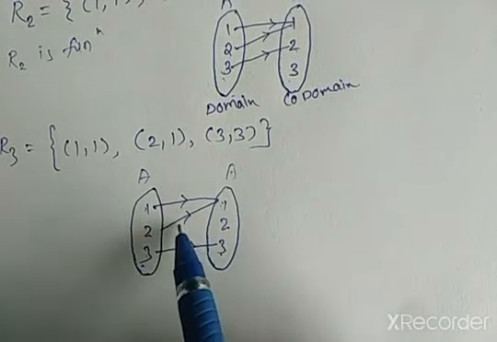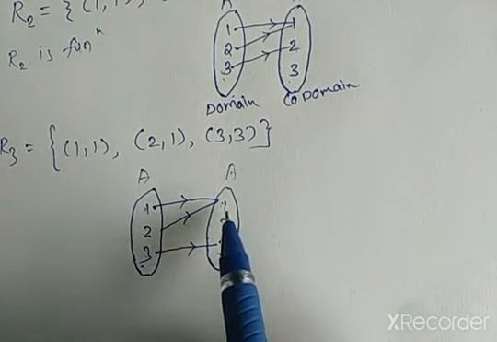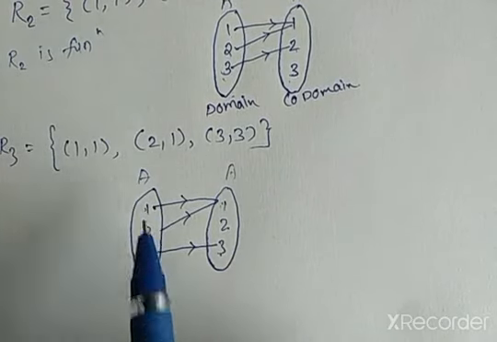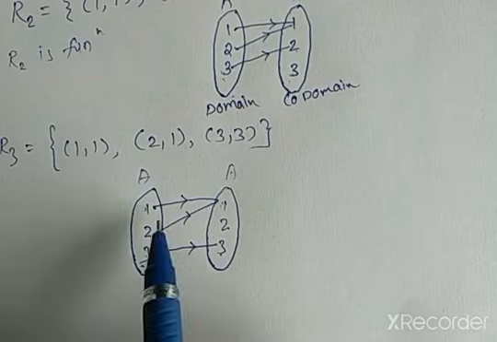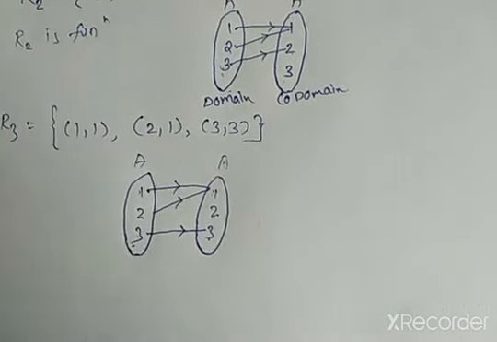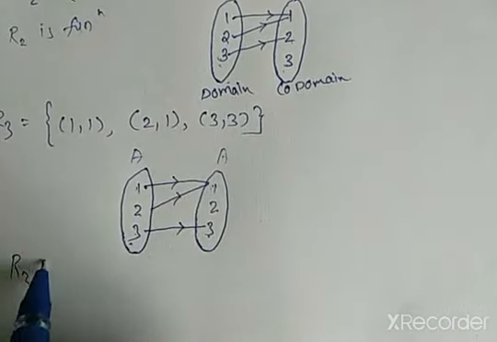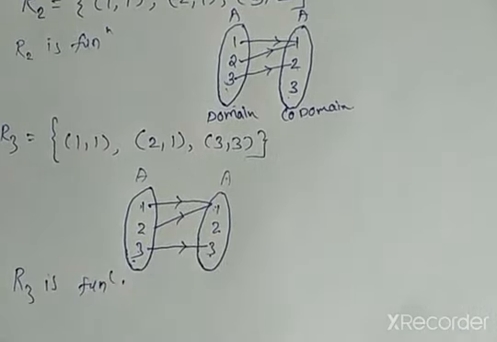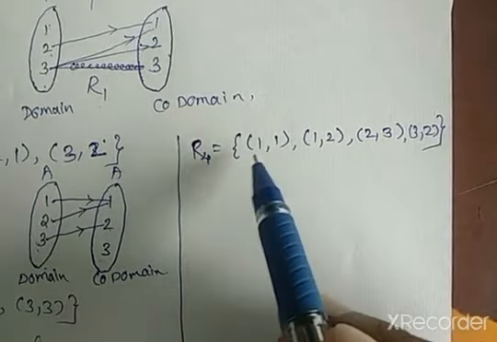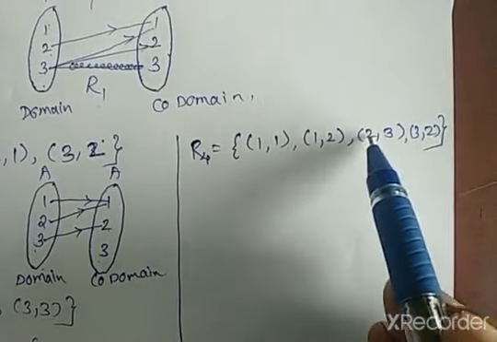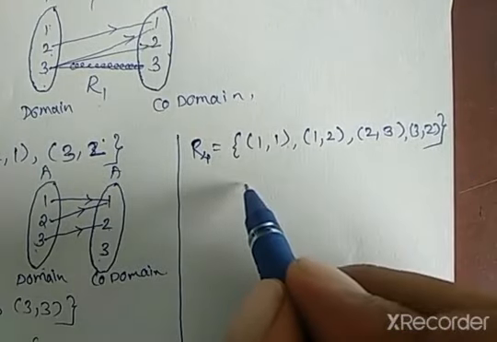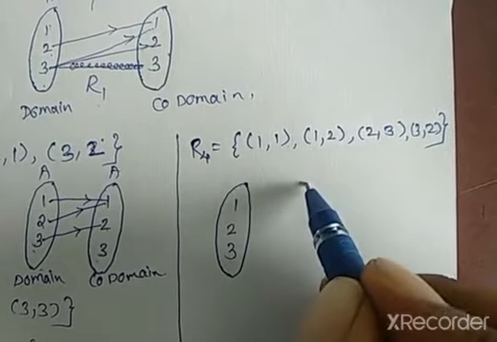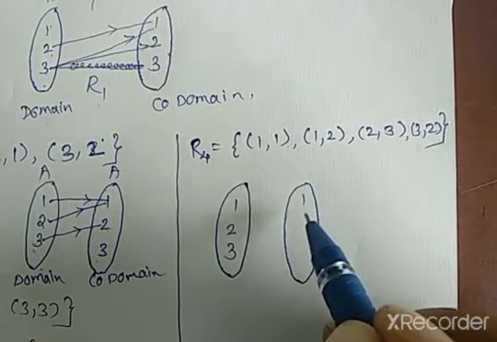Here 1 has image 1 and 2 also has image 1. It is okay, we only have to check whether each element has a single image or not. So here R3 is a function. Now consider a relation R4 equal to the ordered pairs (1, 1), (1, 2), (2, 3), (3, 2). We draw its arrow diagram, 1, 2, 3.